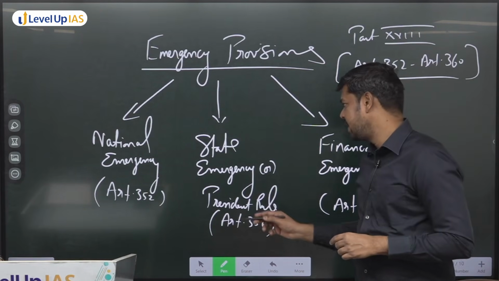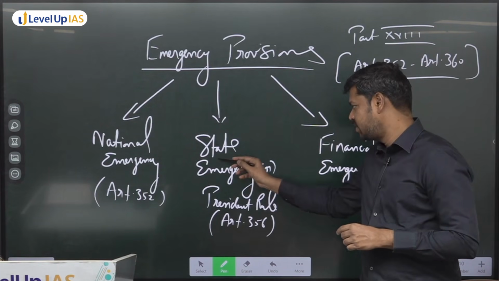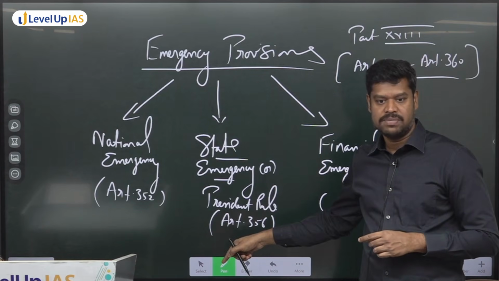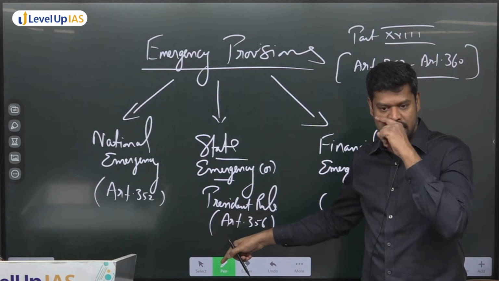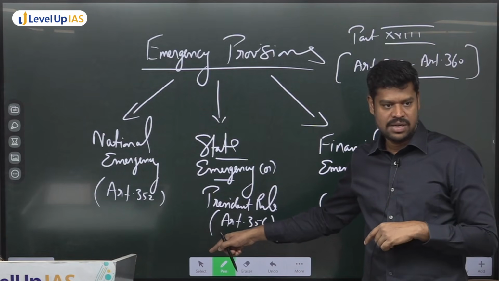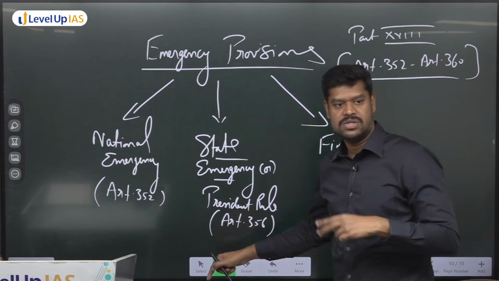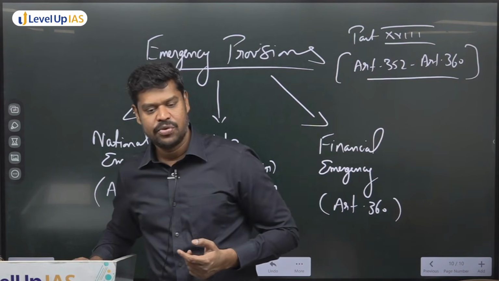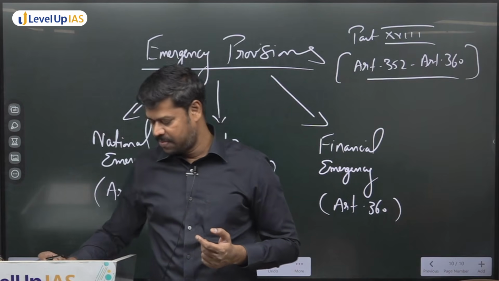B.R. Ambedkar said, especially with regard to the state emergency, because it has been invoked a number of times, more than 140 times in the independent history of India. There are only 2 states in our country where the state emergency has not been imposed. Can you just guess what are the states where the state emergency has not been imposed?